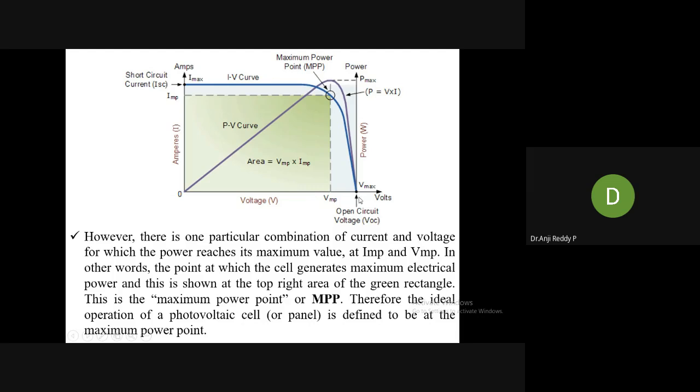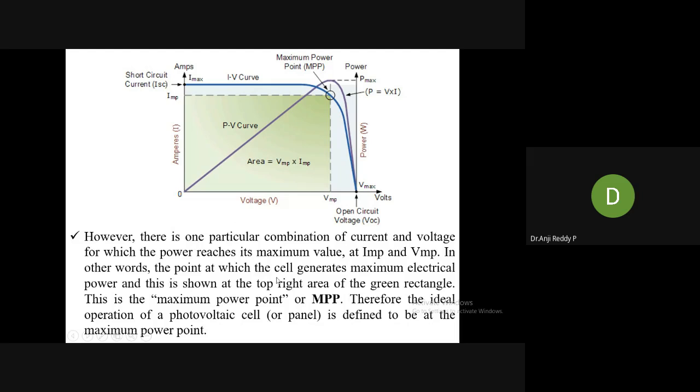We can multiply these, and that is where we get the maximum power value. The current and voltage at that power we can call the maximum current point and maximum voltage point. However, there is one particular combination of current and voltage for which the power reaches its maximum value, at IMP and VMP.